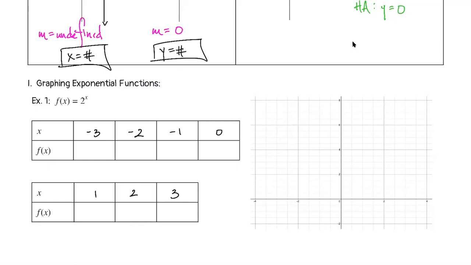But one of the things that was easy for us on Monday is when we plugged in 0 or we plugged in positive numbers, we knew what that was equal to. So for example, if I plug in 0, 2 to the 0 is going to be 1. When I plug in 1 for x, 2 to the 1 is 2, and then 2 squared is 4, and 2 to the third is 8, okay?